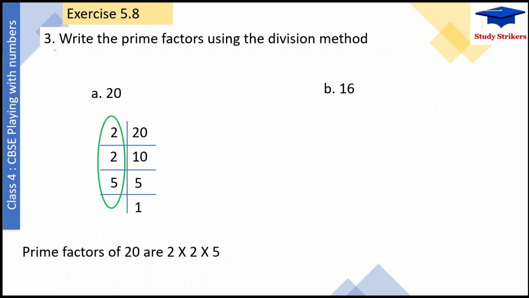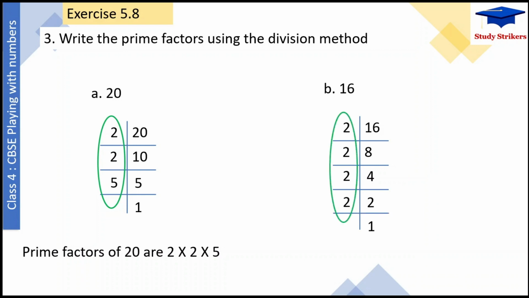Next we have to find prime factors of 16. So we will write it like this: 16. First we will divide 16 by 2. We will get 8. We will again divide it by 2. We will get 4. Divided by 2, we will get 2. It cannot be further divided by 2, so we will get finally 1. So here we got prime factors of 16 as 2 cross 2 cross 2 cross 2.